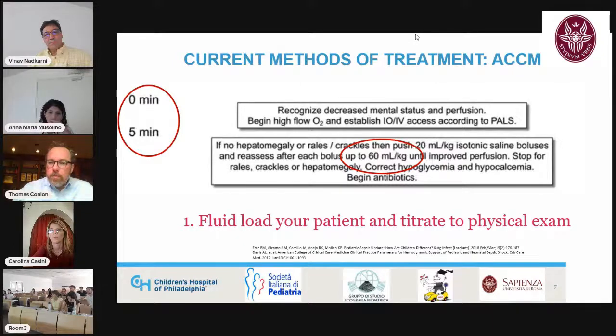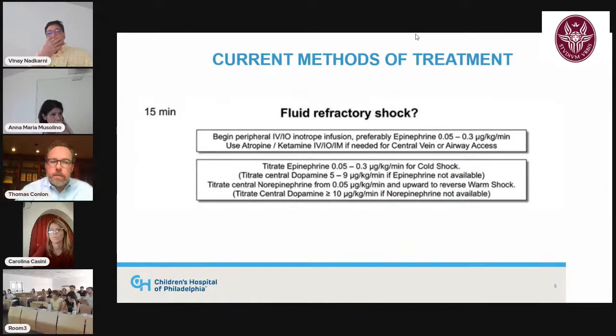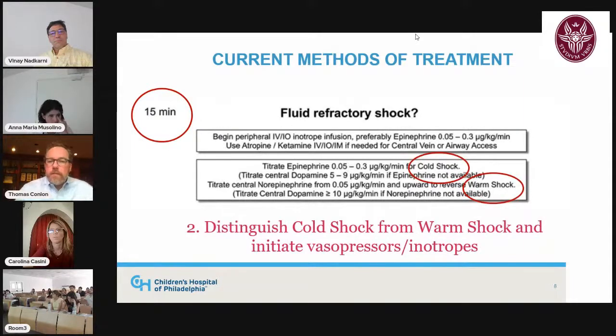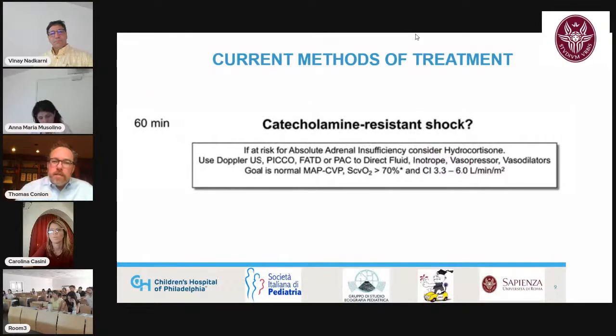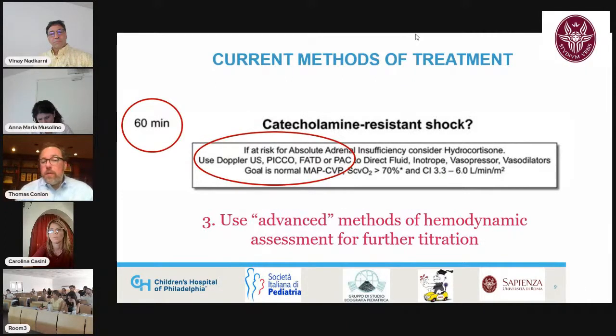If we don't have improved perfusion and continue to be hypotensive, we call that fluid refractory shock. And we start our epinephrine or norepinephrine within a 15-minute period of time. And we decide what medication we're going to use based upon whether a patient clinically has cold shock versus warm shock. And if we still have a patient that has what we term catecholamine-resistant shock, in 60 minutes, we are allowed to use what's called advanced methods of hemodynamic assessment, which includes ultrasound.